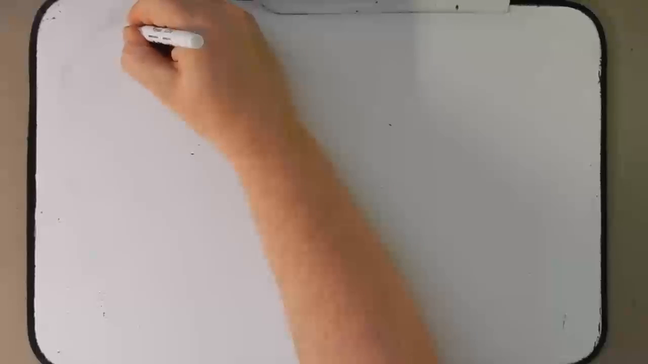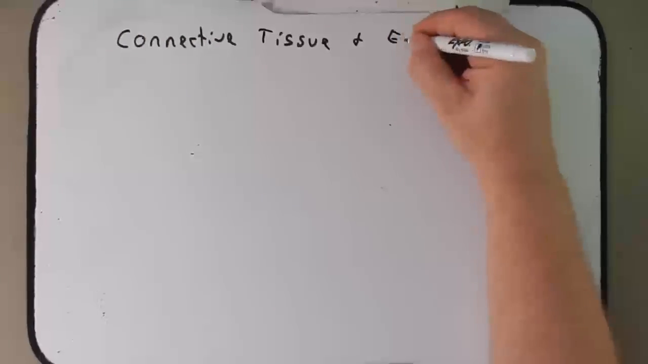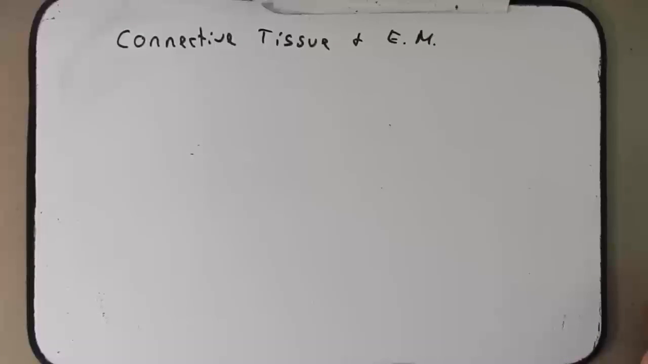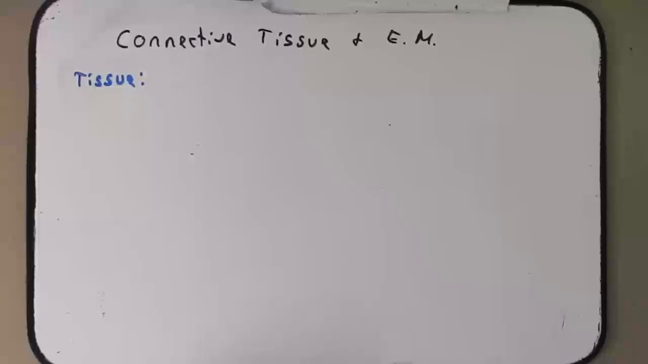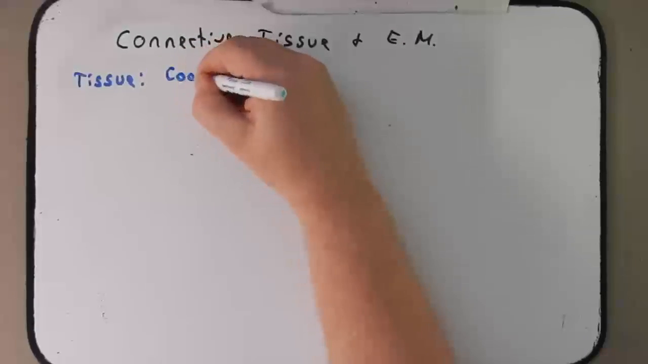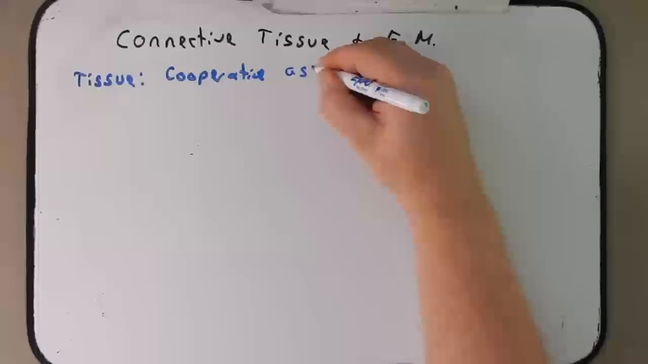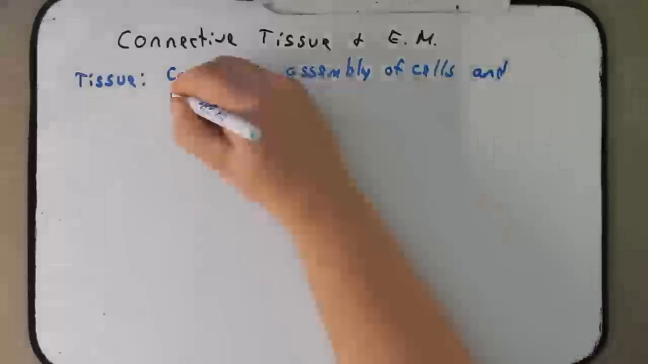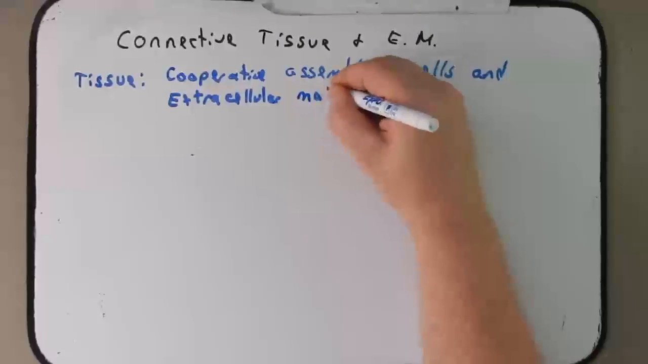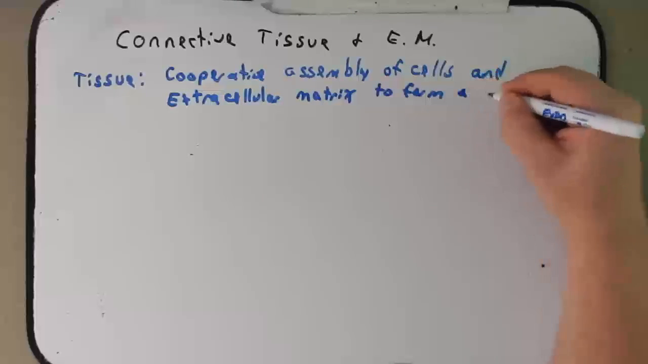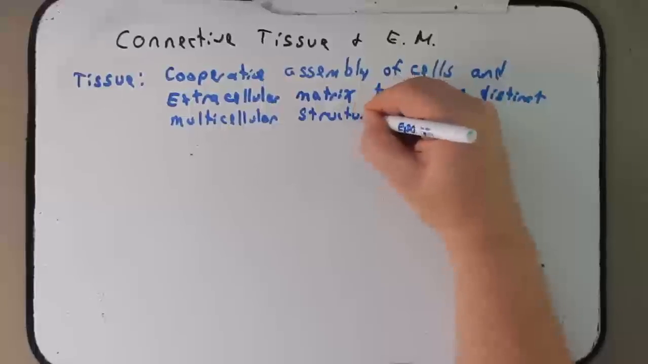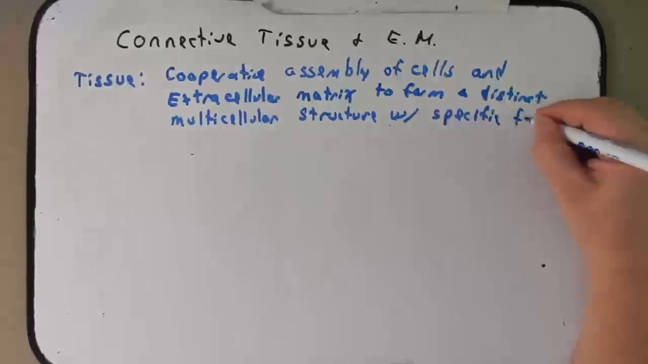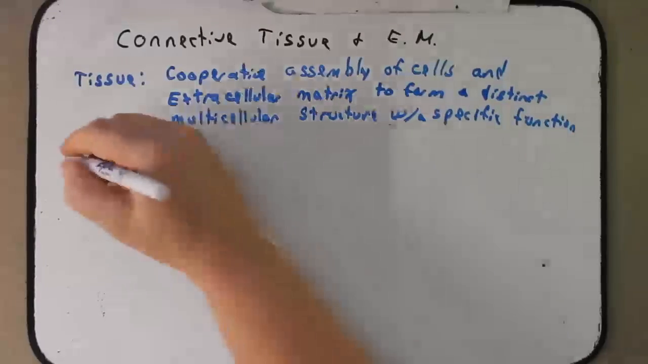So we're going to talk now about connective tissue and the extracellular matrix, which I'm just going to abbreviate as EM. As we get started with our discussion of tissues, I think it's probably a good idea to define tissue. Just a general word. We can think of any of the four tissues as a cooperative assembly of cells and the extracellular matrix to form a distinct multicellular structure with a specific function.